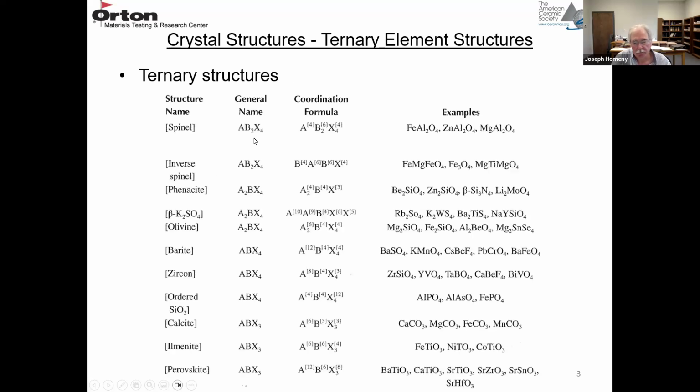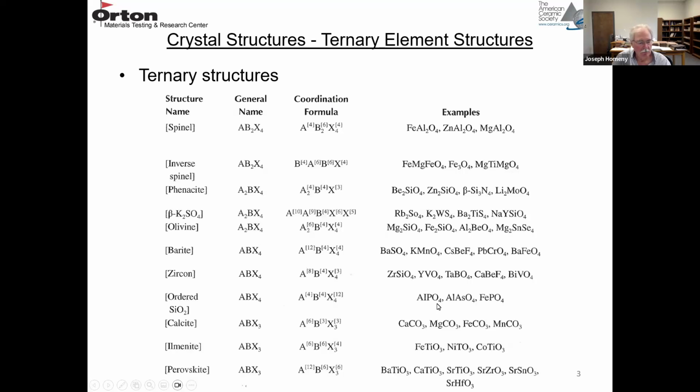So this is a list of the different ternary structures: the structure names and the general formulas, A, B, and X. This is AB2X4. It's a spinel, where A and B are the cations and X is the anion. So spinels are important in refractories. The inverse spinels are also important. Olivine structures like forsterite, the magnesium silicate, are important. Zircon, ZrSiO4, is important.